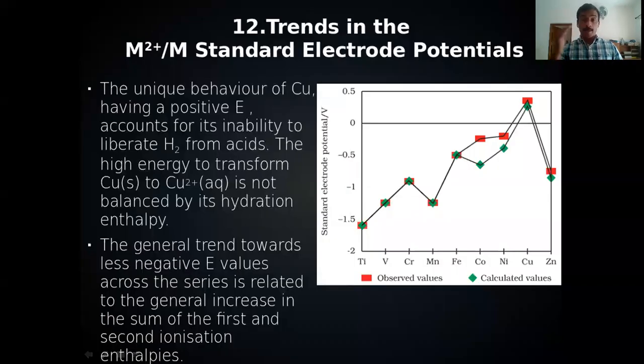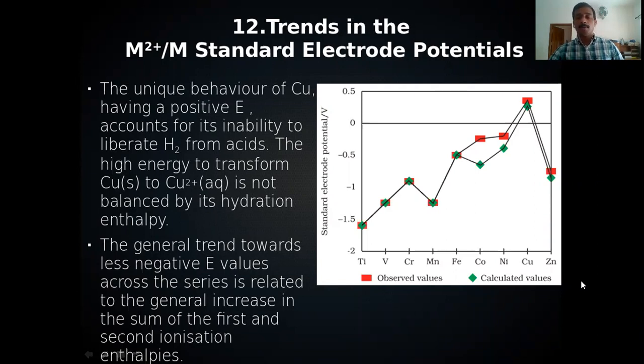We are continuing the properties of d-block elements. Already we discussed 11 of them. Today, the 12th one, that is about electrode potentials. Here, M2+/M standard electrode potentials.